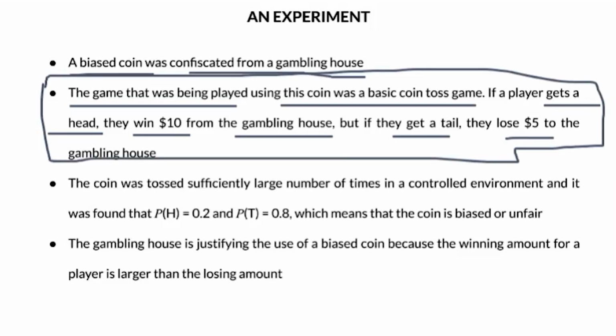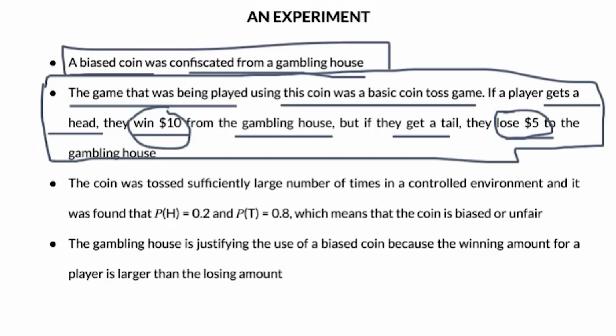If I win this game wherein I'm just tossing one coin, I will get $10. If I lose the game, I will lose $5 to the gambling house. So on the surface, this looks profitable. This looks good for me, right? Heads equals $10, tails equals lose $5. This looks good for me.